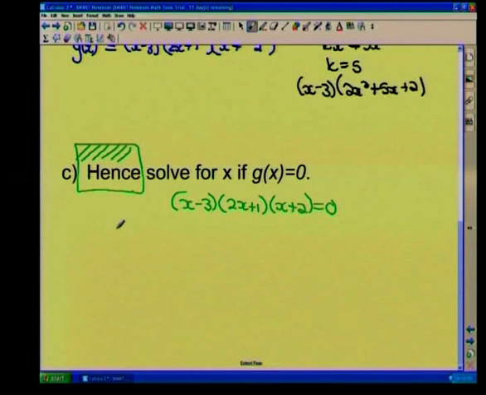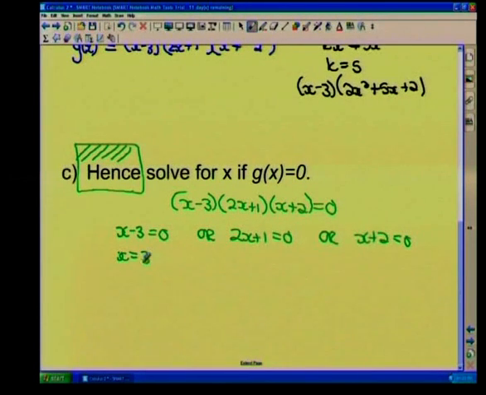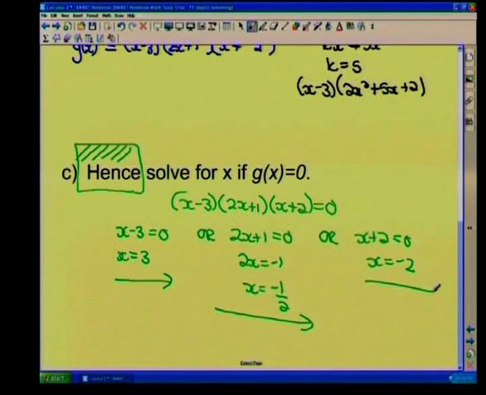And now all that we would do is we would say, well, that means that x minus 3 is 0, or 2x plus 1 is 0, or x plus 2 is 0. So our x works out to be 3, or here 2x is equal to minus 1, so x is equal to minus a half, and over here x is equal to minus 2. There we have our 3 answers.